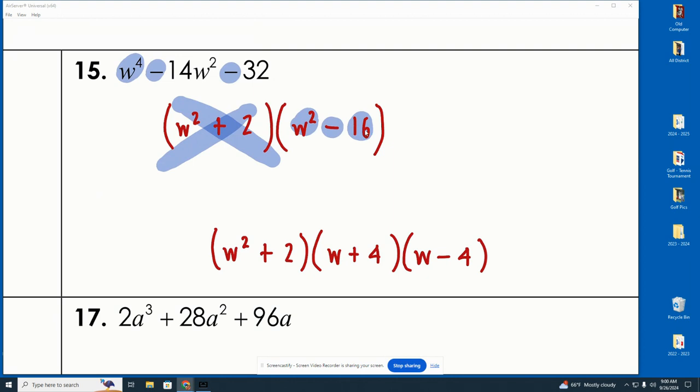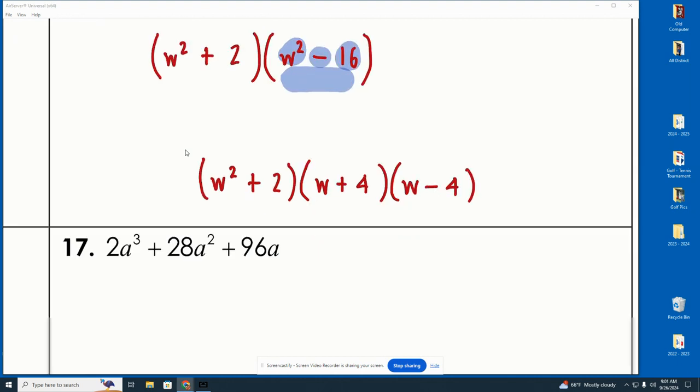So the W squared minus 16, though, can. So as we've been talking, and we've done this for a while, it's the one time a binomial will factor into 2 binomials. So all I have to do is say, all right, hey, what multiplies by itself to get W squared? W and W. What multiplies by itself to get 16? 4 and 4. And then what's the rule on difference of squares? One's plus, one's minus. So there it is. W squared plus 2 times W plus 4 times W minus 4. Okay? Do y'all understand that now? A little better?